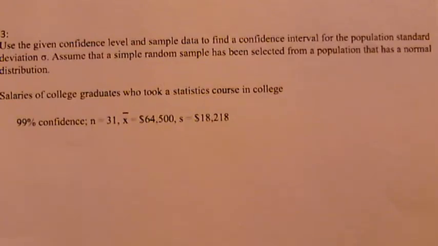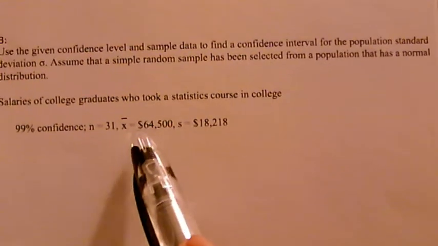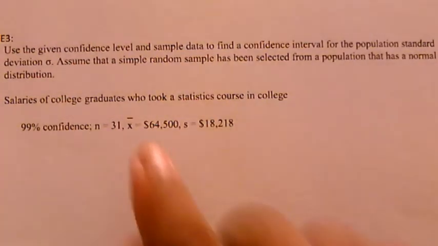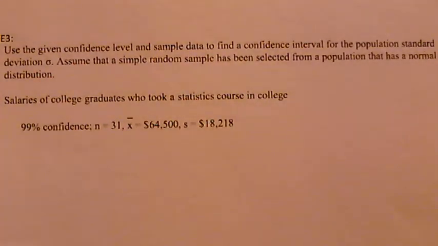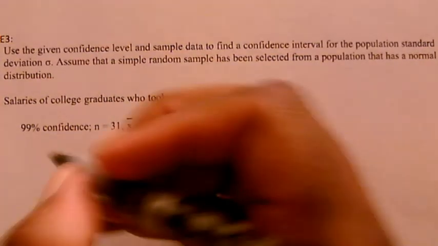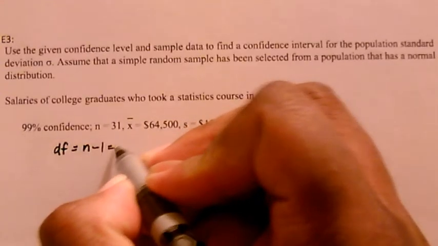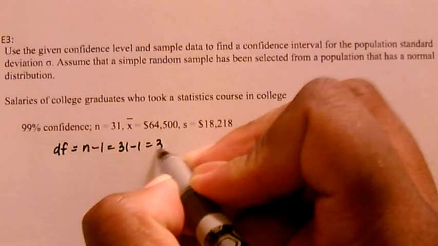The sample mean is 64,500 and the sample standard deviation is 18,218. Now, really, we don't need the sample mean, because all we're going to be dealing with is the sample standard deviation and constructing one for the population standard deviation. So we don't need the sample mean of x bar being 64,500. Okay, now degrees of freedom. That's n minus 1, or 31 minus 1, which is 30.